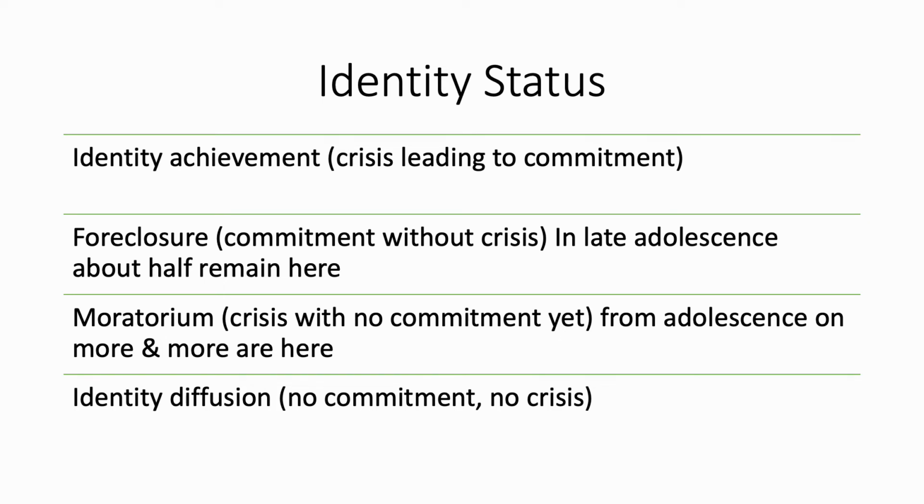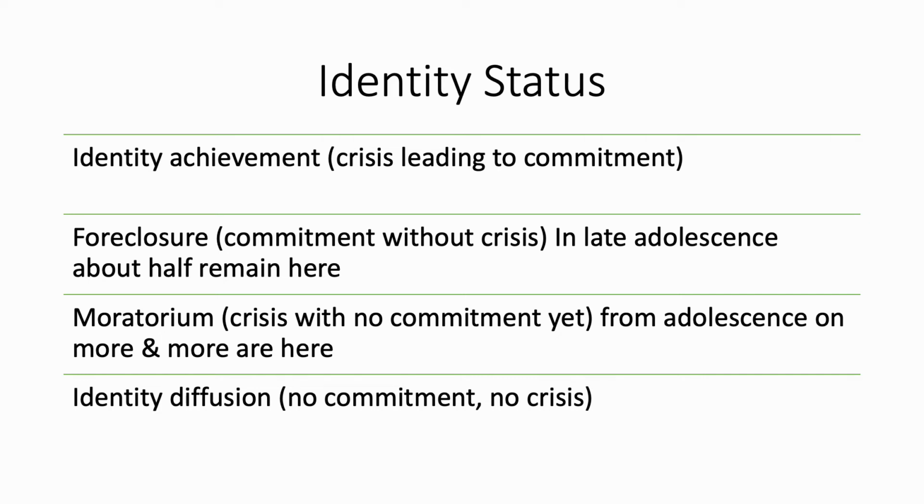Foreclosure, or a commitment without a crisis, is when an adolescent makes a commitment by uncritically accepting the family's plans. Well, it's what my mom and dad want me to do. The person may be self-assured, but becomes dogmatic when his or her opinions are then questioned. These people tend to be people with close family ties that are basically obedient.